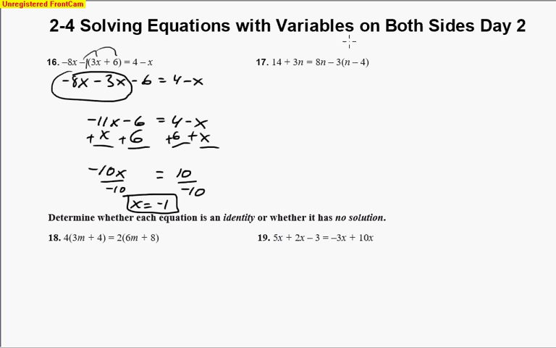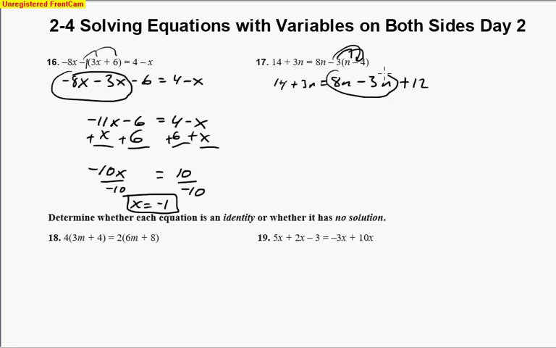Taking a look at the next problem, I'll distribute the -3 over both terms first. So I'm going to bring down the 14 plus the 3n equals 8n, and then it's a minus 3n plus 12. Watch that sign. That's the common error I'll see when we've got to distribute a negative number over some subtraction. Make sure you have a positive as that last term in this case.